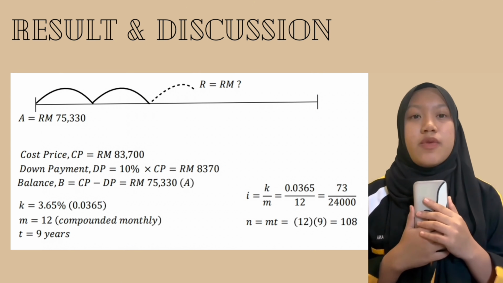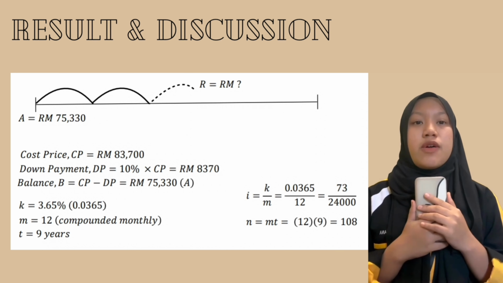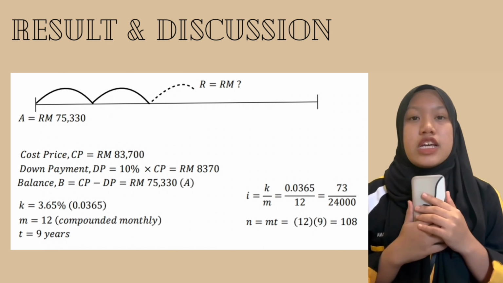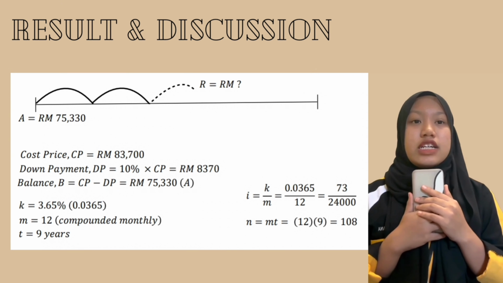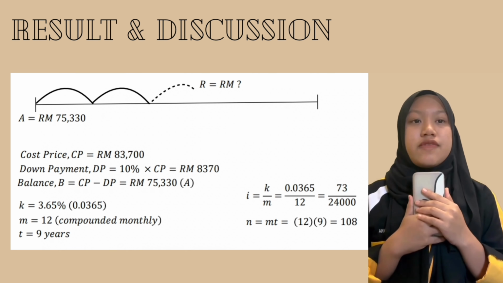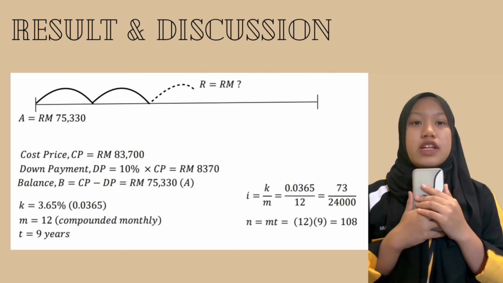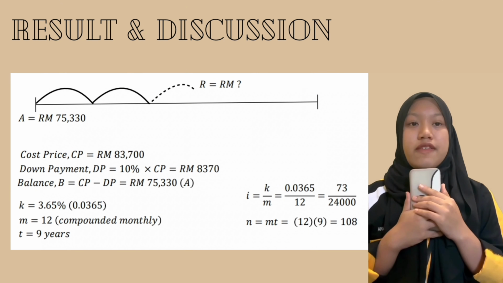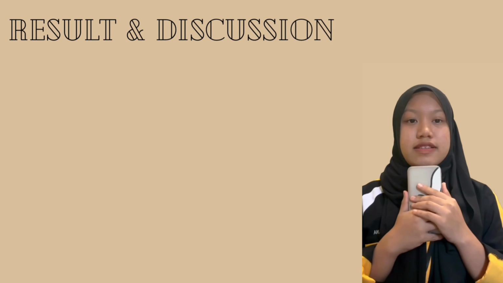K equals 3.65%, so we get 0.0365. M equals 12, which is compounded monthly. T equals 9 years. So we have to search for i equals K divided by M, which is 0.0365 divided by 12. So we get 73 divided by 24,000. Then we have to search for N, multiplying 12 with 9, so we get 108.